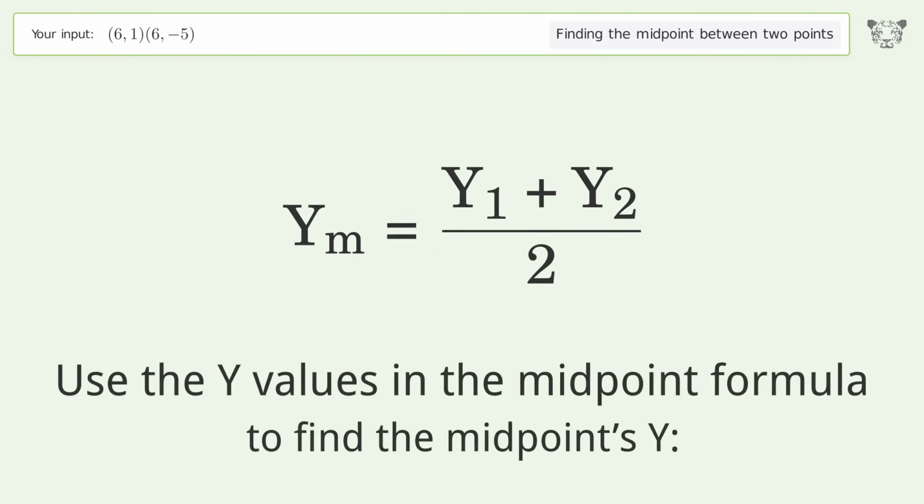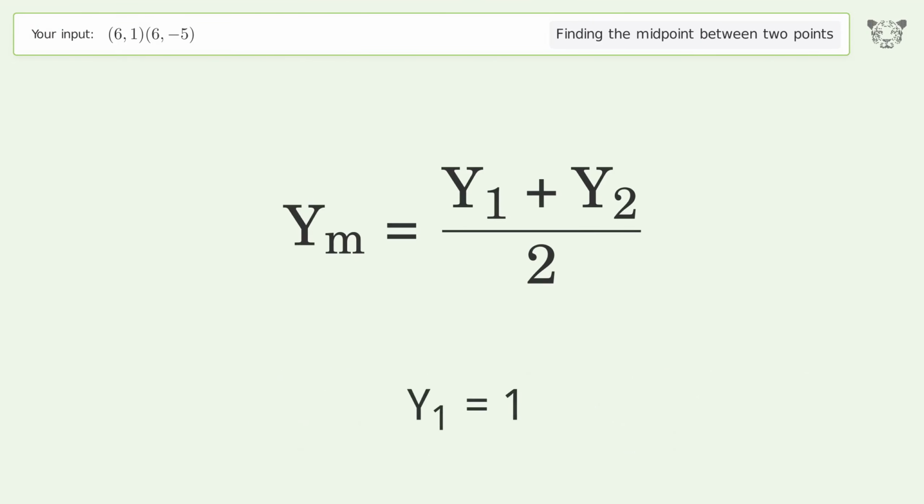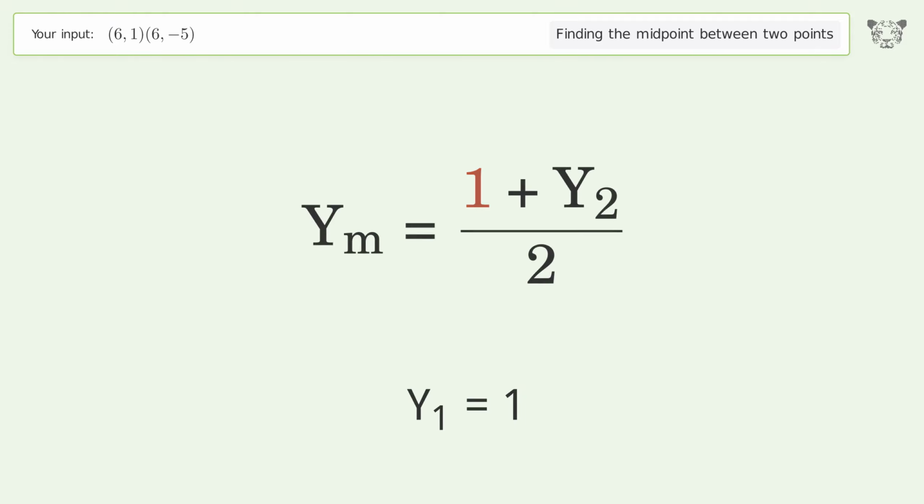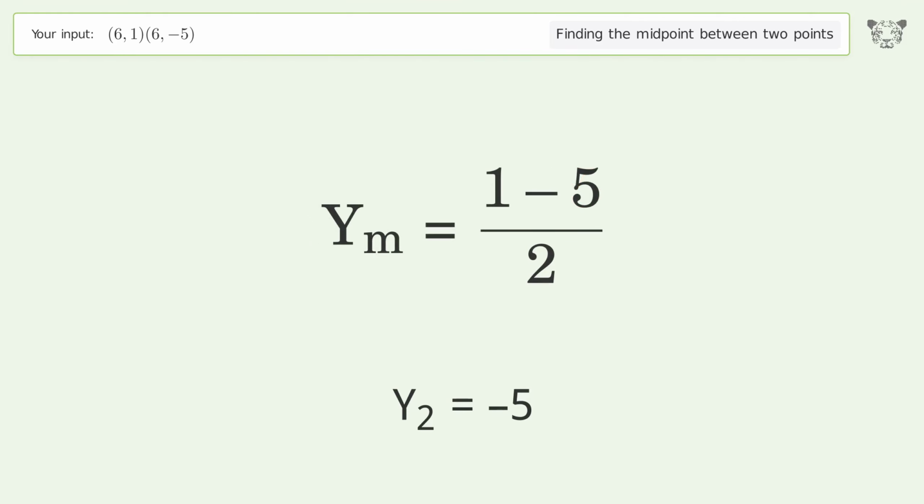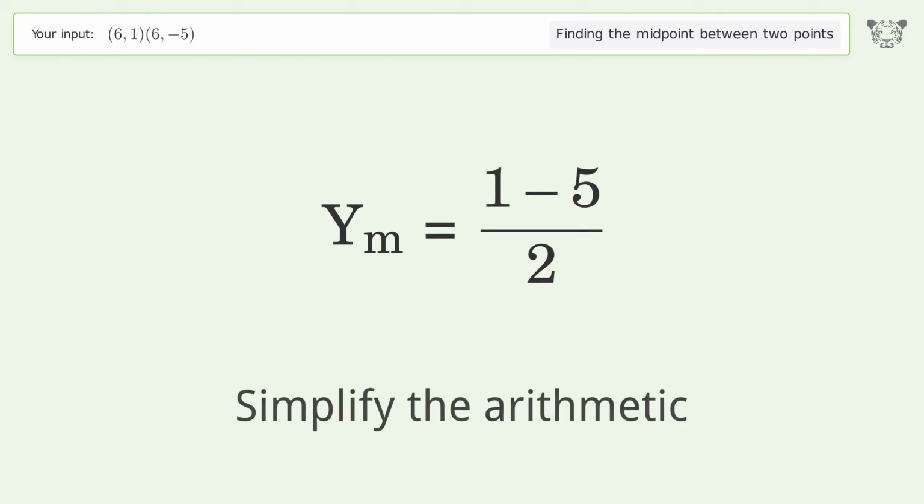Use the y values in the midpoint formula to find the midpoint's y. y1 equals 1. y2 equals -5. Simplify the arithmetic.